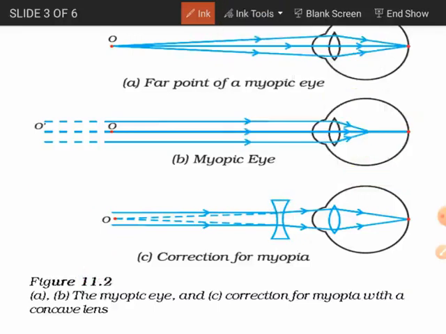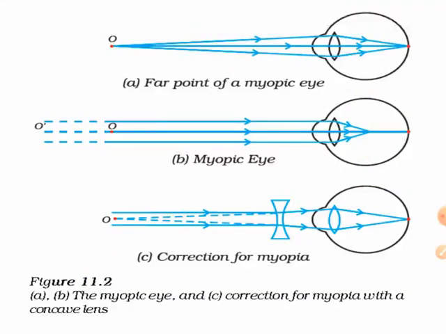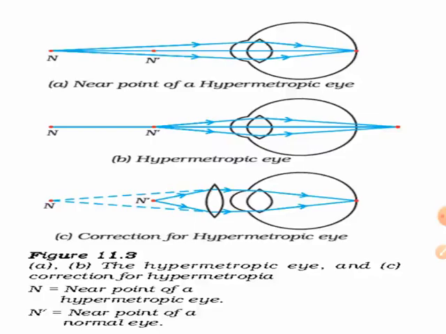Got it? Yes, let's see the next type of defect, that is known as hypermetropia. And this hypermetropia, we can also call it as what?